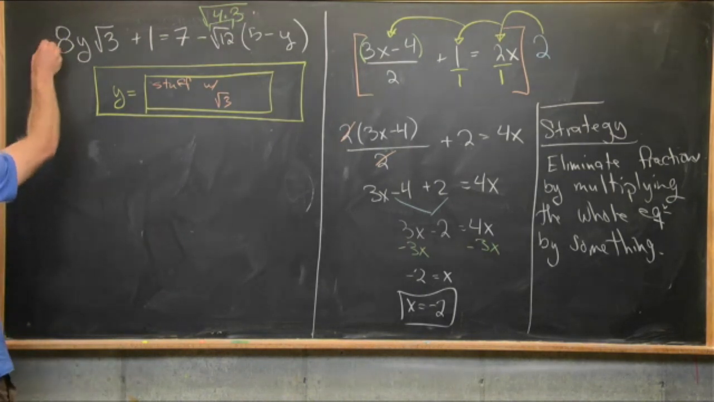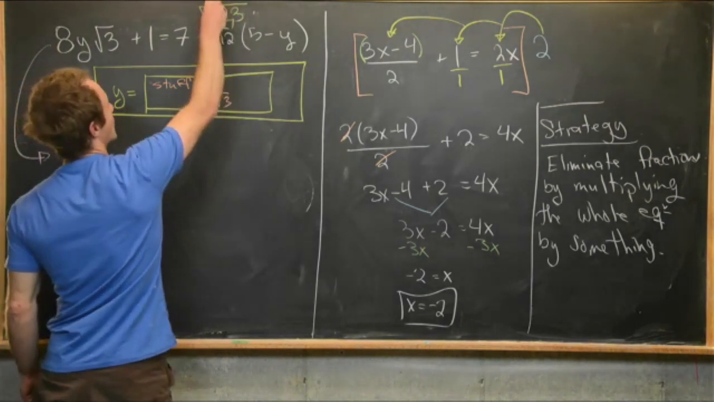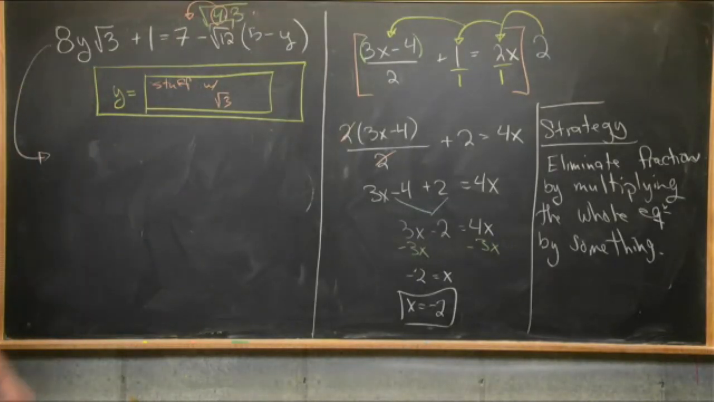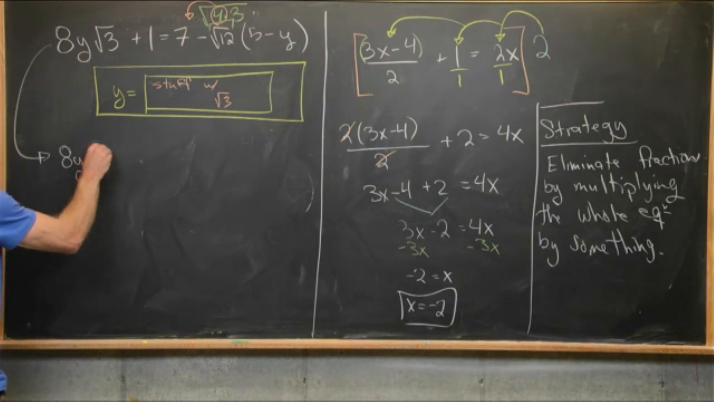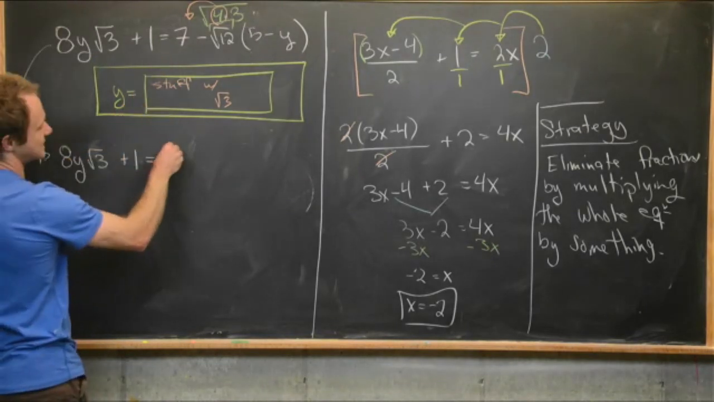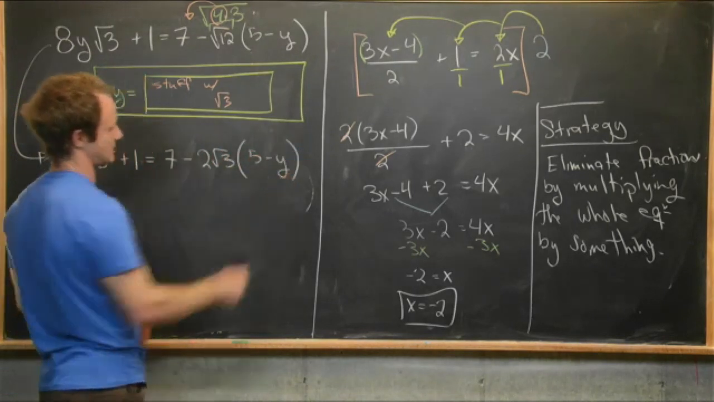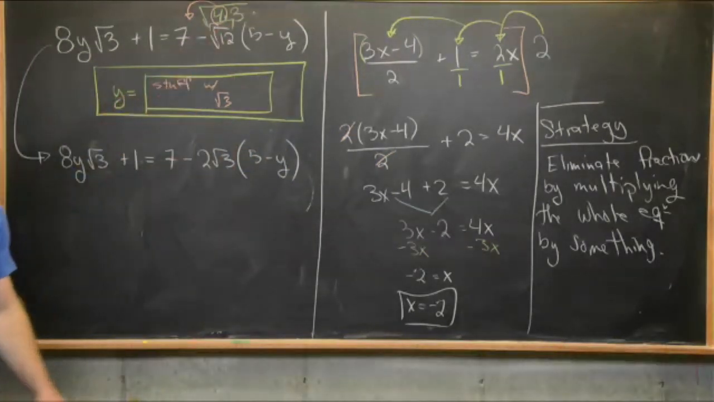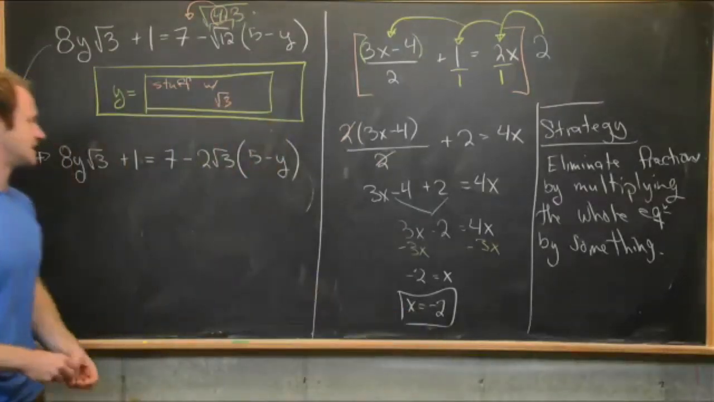Now let's go ahead and rewrite this using that fact. On top of that, we can take this 4, bring it out of the square root by taking the square root, and that'll give us a 2 outside of the square root. So now we have 8y times the square root of 3. So that's what's happening right here, plus 1 equals 7 minus 2 times the square root of 3, and then 5 minus y. So that's what we get after simplifying this thing that I did in green. And now we're ready to go on to the next step now that this is simplified.